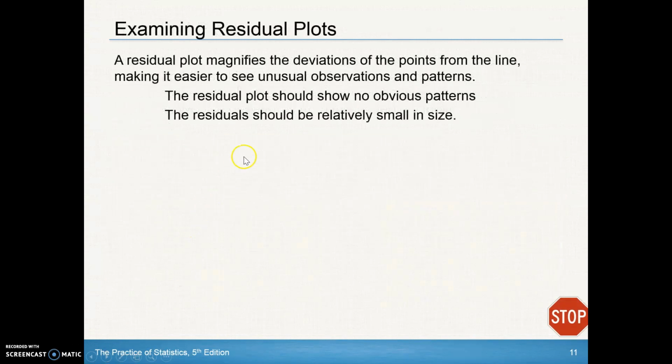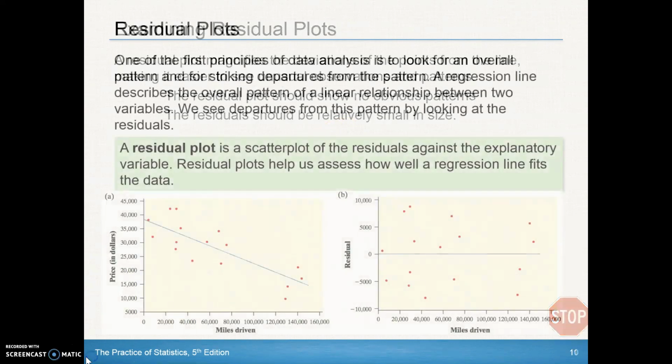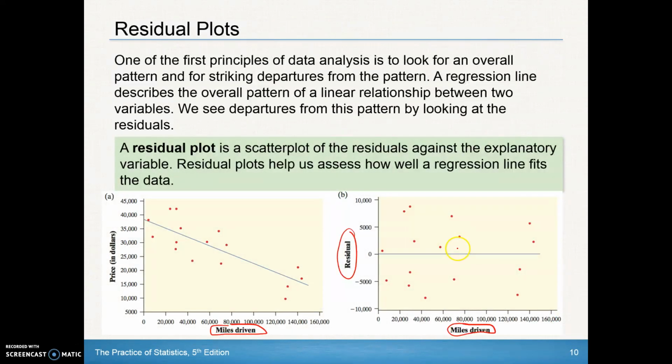Okay? The residuals should be relatively small in size. In other words, we don't have large distances. These distances are not very large relative to the original data. So we don't have anything that's way far away.